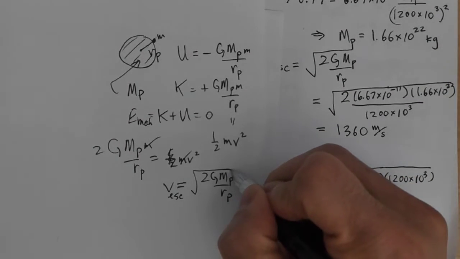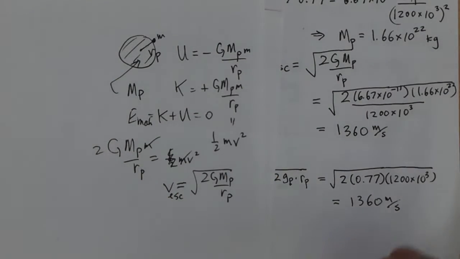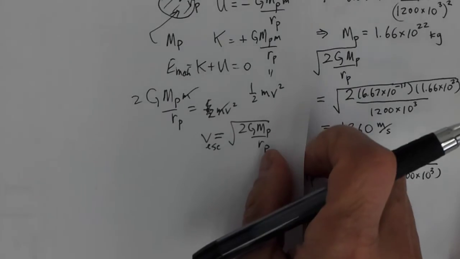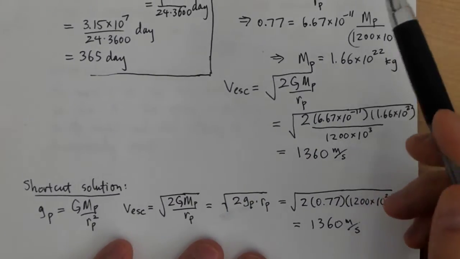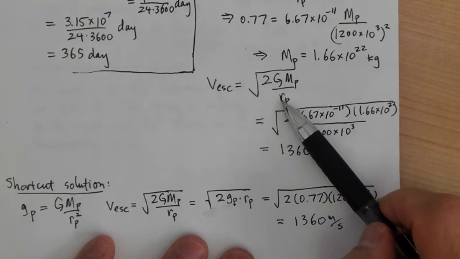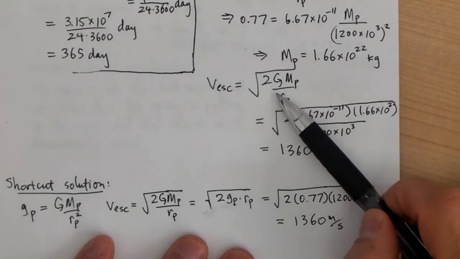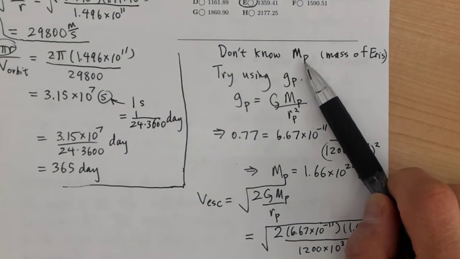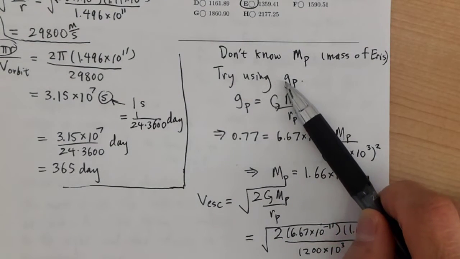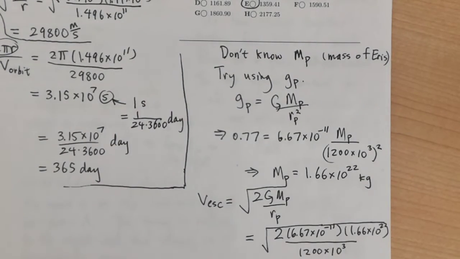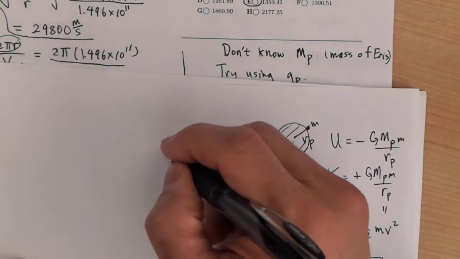I'm just showing you this to remind you where it came from, but this equation is on your equation sheet. I'm hoping that doing this derivation helps it stick in your mind a little better. If we knew M_P, the mass of the dwarf planet Eris, and the radius, which we're actually given, then we could calculate the escape speed. But they don't give us M_P, so we're kind of stuck here. So we have to figure out the mass of Eris. But they do give us small g_P, the acceleration due to gravity at the surface of Eris.